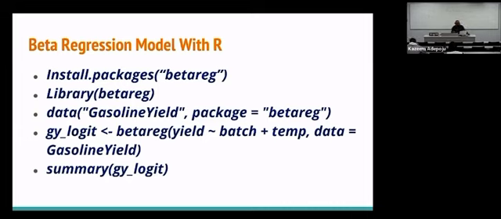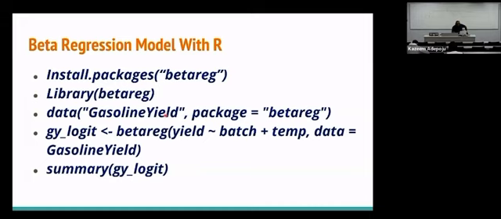If you want to do that, you need to load a package. You need to install a package called betareg. Okay, betareg. Now, the moment you install that, you actually load it with your library. There is some data that is inbuilt in R. The gasoline yield data is one of them. So if you write data GasolineYield, with package equal to betareg, you're basically going to have access to the data.